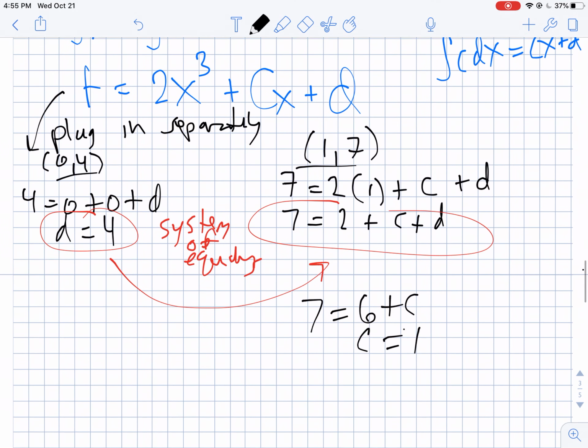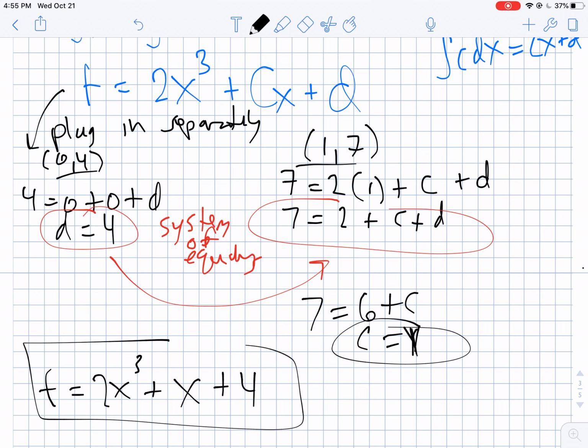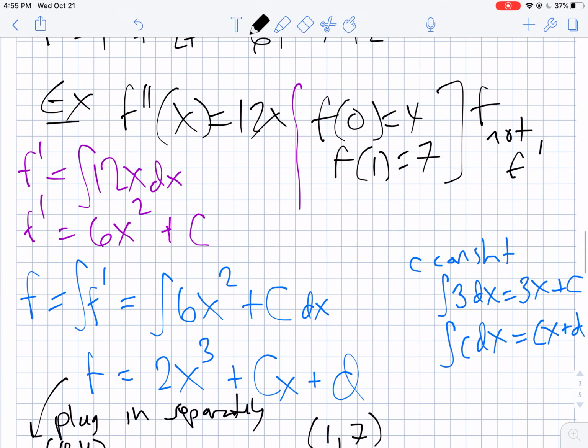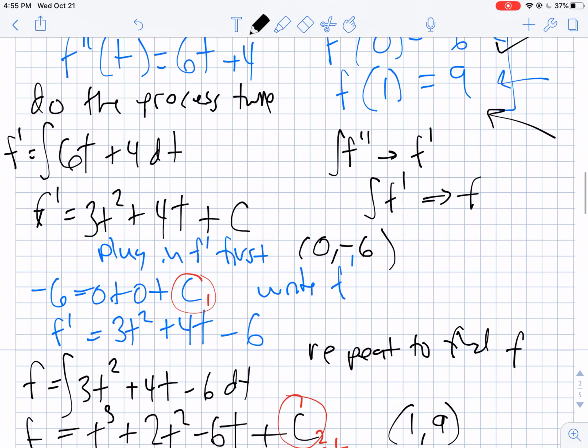And then I know the c and the d, so that lets me write my final equation out. f is 2x cubed plus 1x plus 4. So I just have to use both conditions. Anyway, that's how you do these problems, guys. You just have to plug in these values for f, and when you have the f and the f prime, you just plug them in one at a time right there.